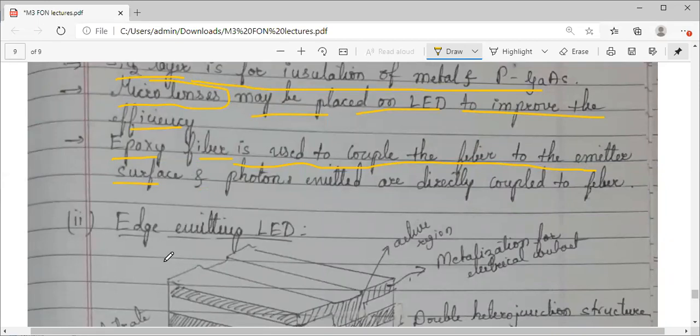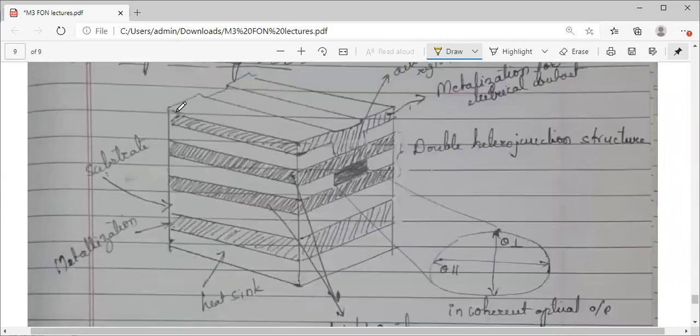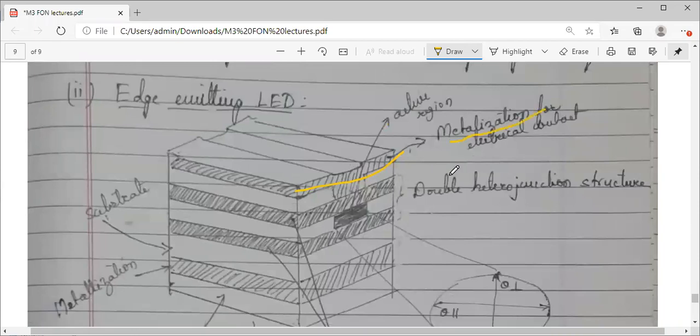Coming to the second one, we have discussed the surface emitting LED. Now you can see the edge emitting LED, okay. You have many layers here. This is the metallization, you can see. There is a metallization.